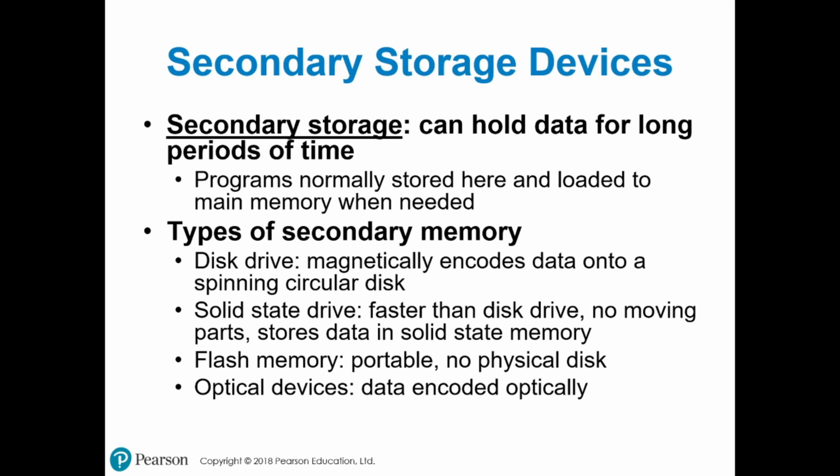RAM and ROM: RAM is the primary memory, ROM is the secondary memory, read only memory. The software or programs are stored here and loaded into the main memory when needed. Because the main memory is temporary, the programs are loaded from the secondary memory to the main memory and executed. So this should be clear.